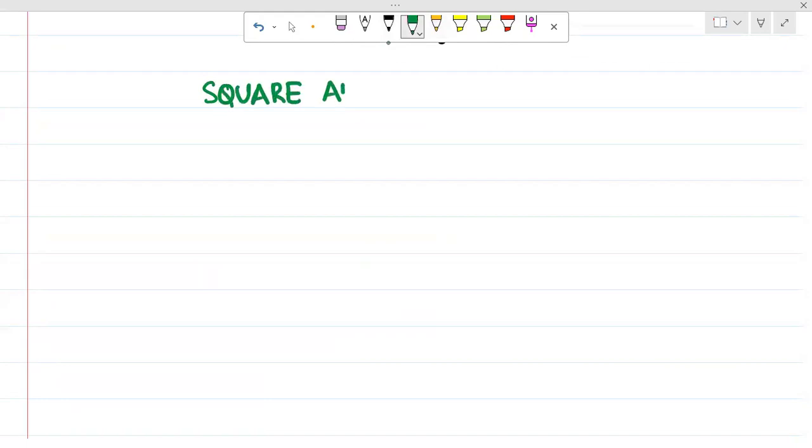Square antiprismatic. So actually you will have to rearrange the trigonal bipyramidal splitting. Let me draw it first.